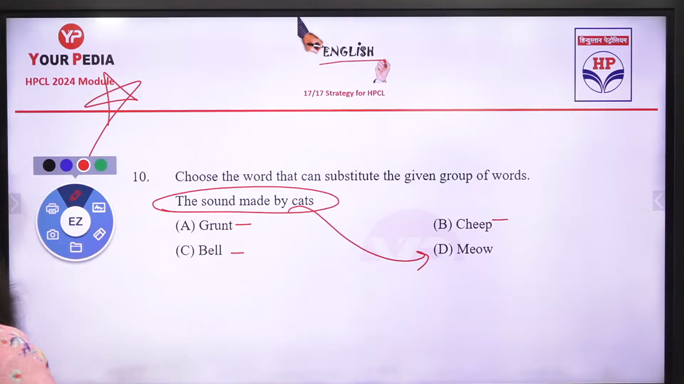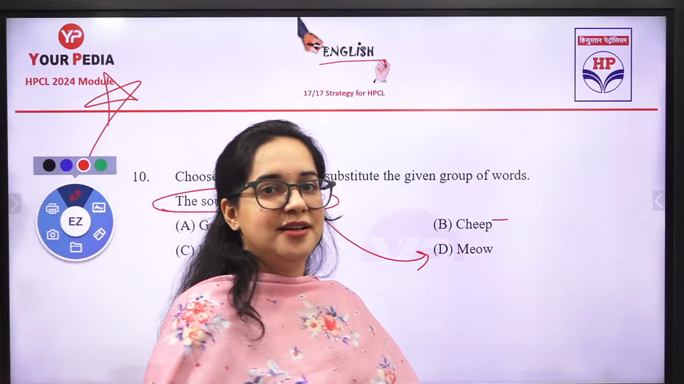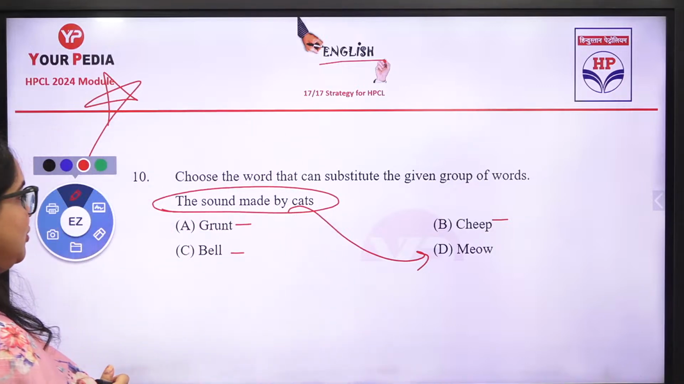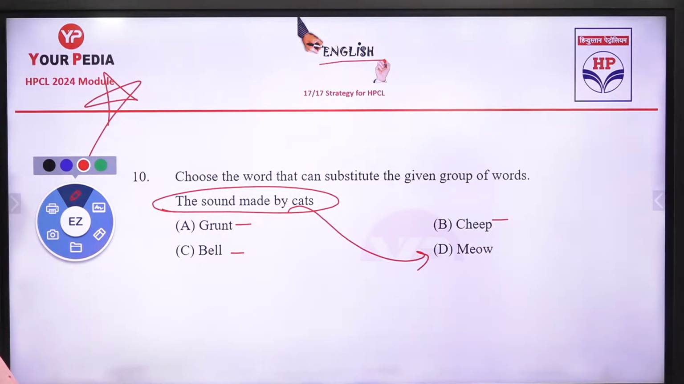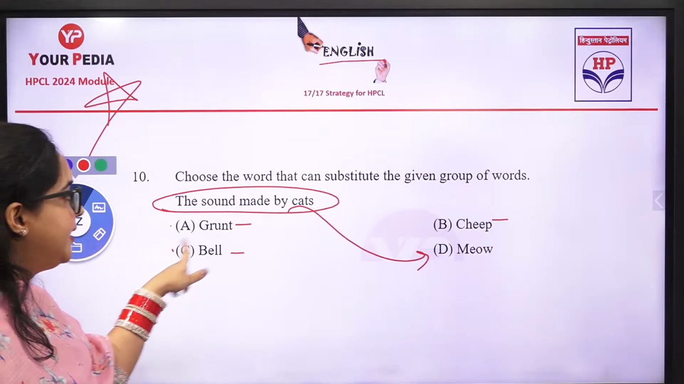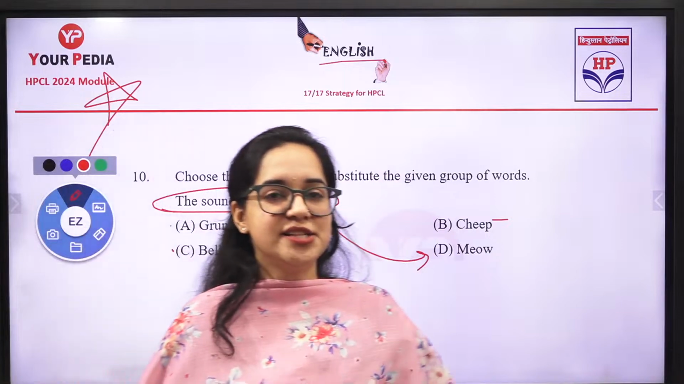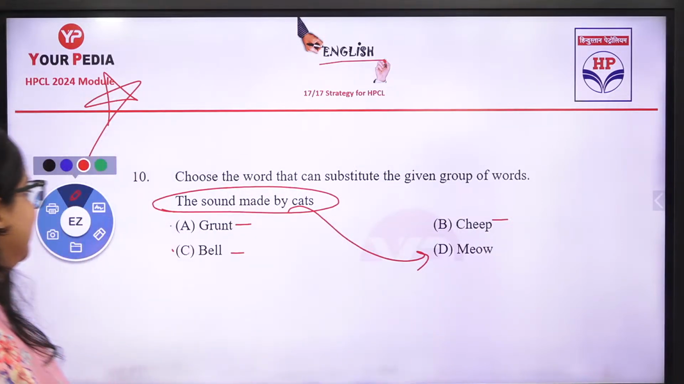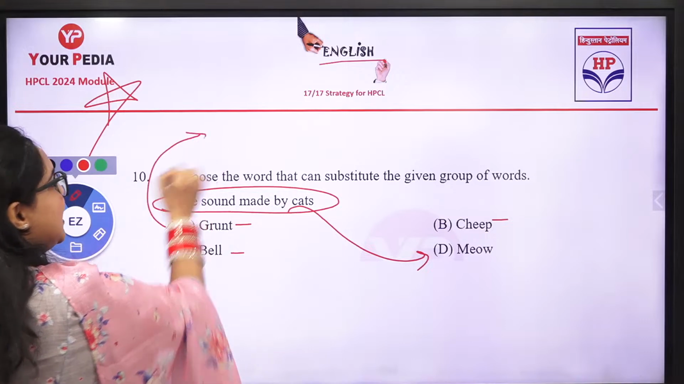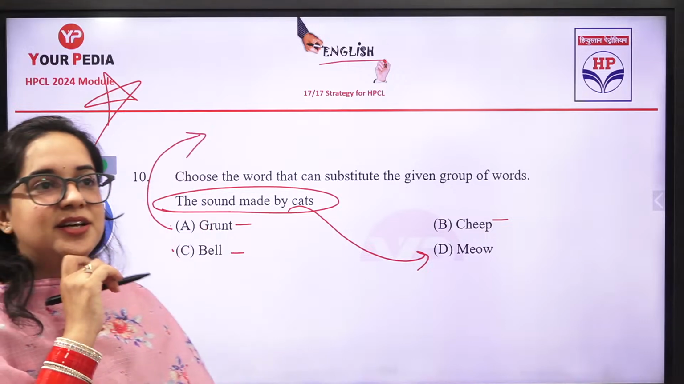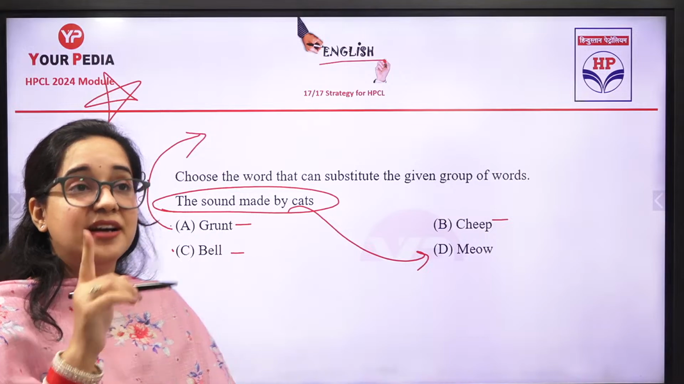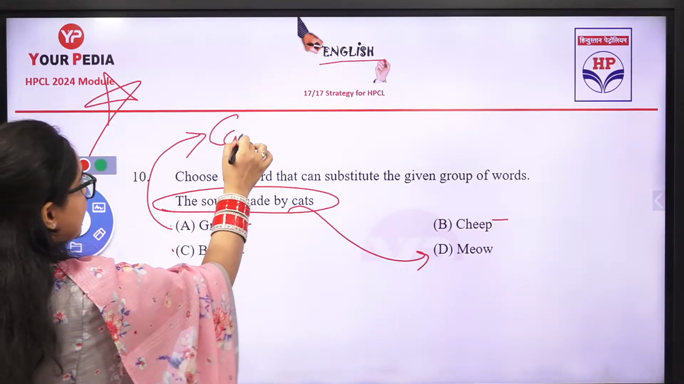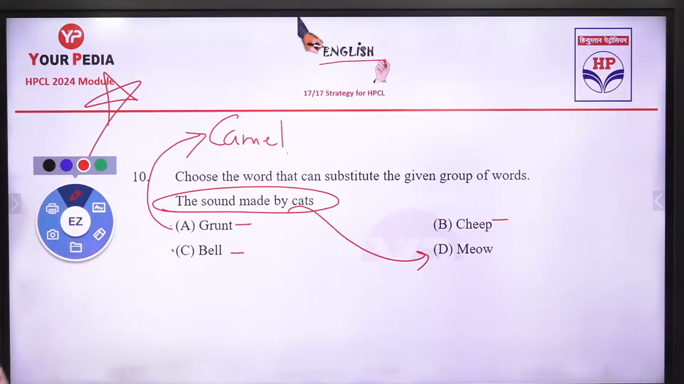Who makes the sound grunt? Grunt sound is made by which animal? Grunt, bell, cheep. All these are sounds which are made by animals. No, cow does not do the grunt sound. No one knows? Grunt is done by camels. Camel is the one which does the grunt sound.